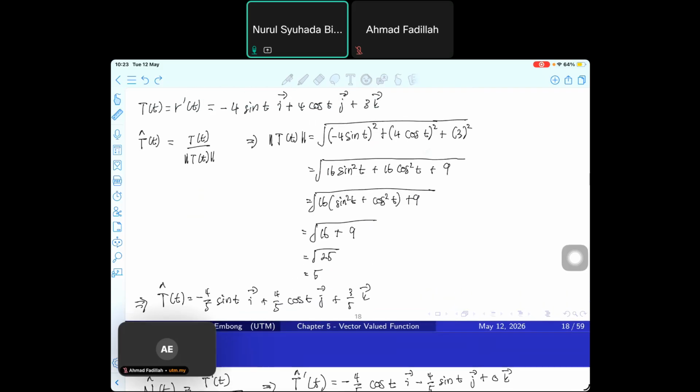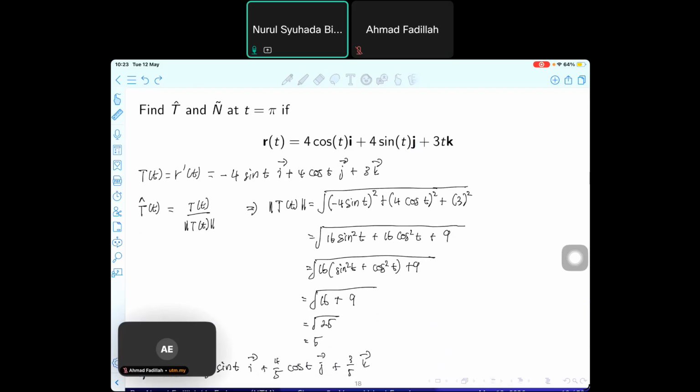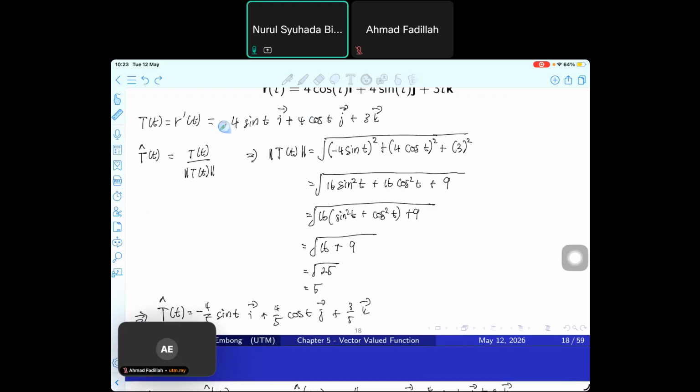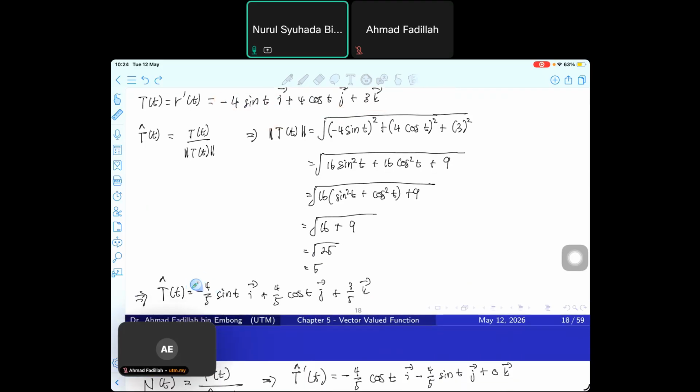So therefore, the unit tangent is given by this tangent divided by 5. So I will have negative 4 over 5 sine t, 4 over 5 cos t, and 3 over 5. Basically just divide everything here by 5, and also the 3 value from here. So this is called the unit tangent.